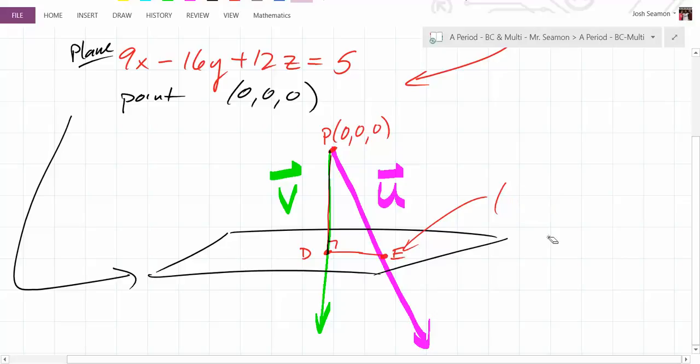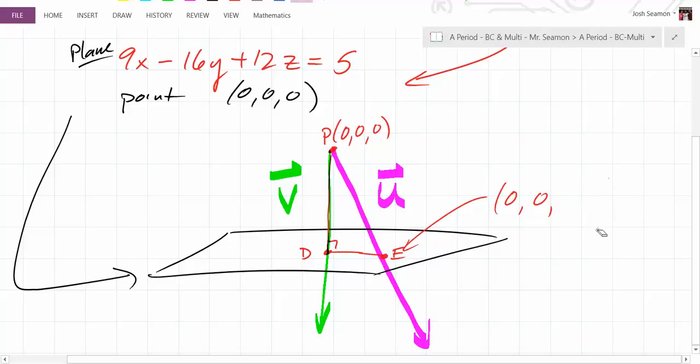The issue is you could just pick two values for x and y and then solve for z, right? So you literally could make it 0, 0, and then what? Negative 5 over 12, right? You could do that, right? It's 5/12. Thank you.